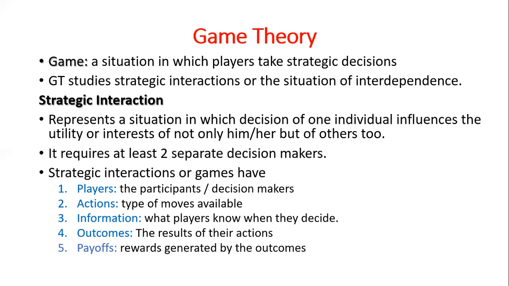For example, for a consumer, the outcome could be the income earned and the payoff could be the utility obtained from the income. Next are the preferences. Preferences means the rank of players' choices, how players rank different choices.